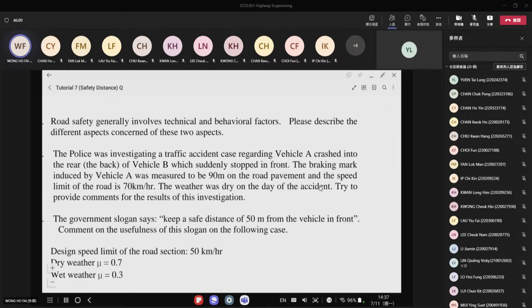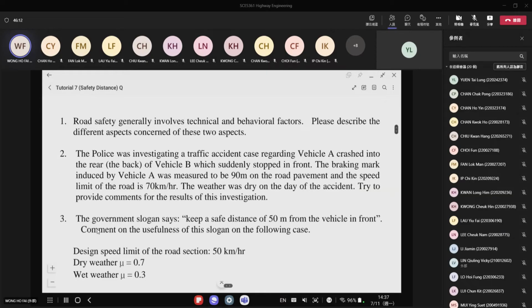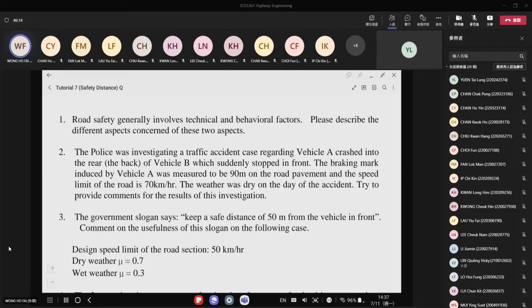For question 2, as we mentioned last time, it is about the stopping distance. If you still remember, we have the so-called stopping sight distance, or stopping visible distance. It is about the reaction time and the braking distance. You have your reaction, and afterward you have your braking distance. When you add them together, we call it the stopping sight distance.